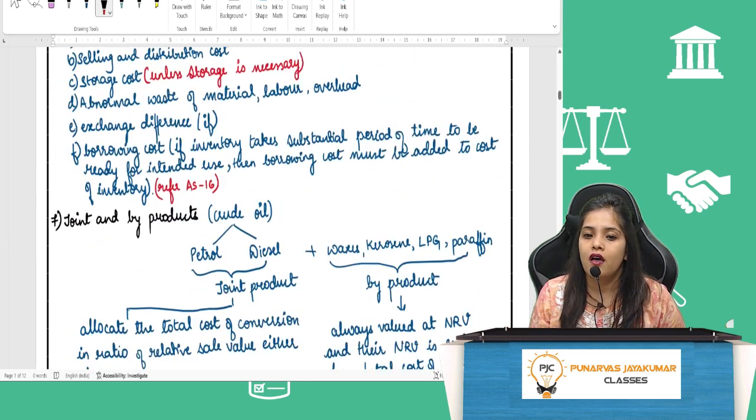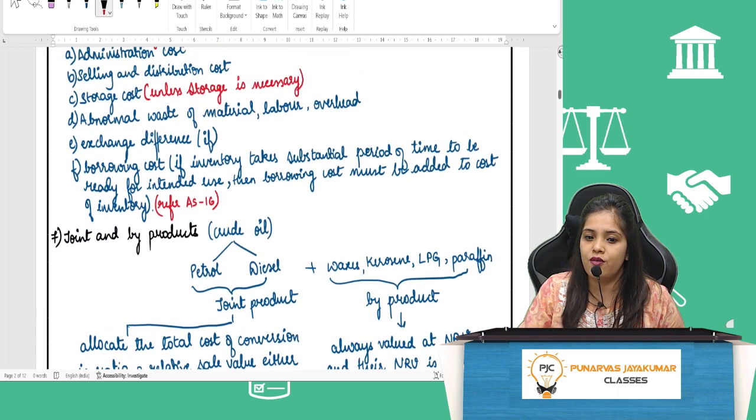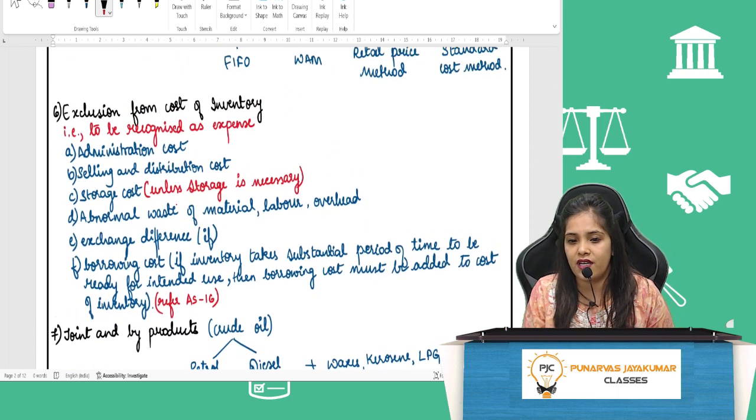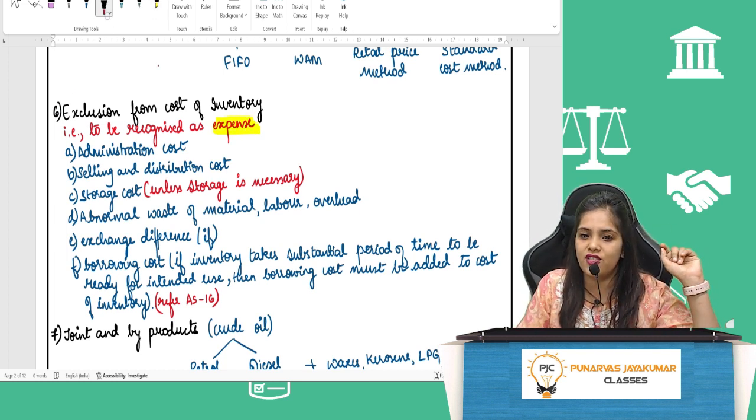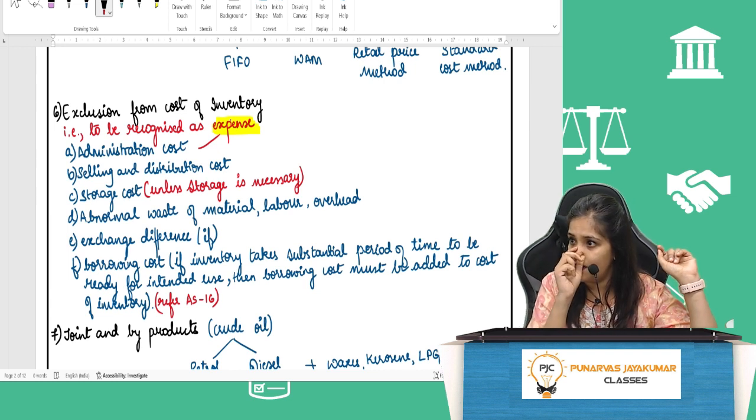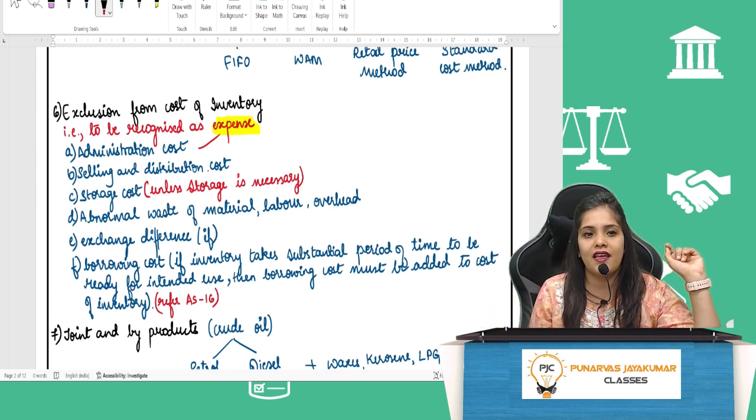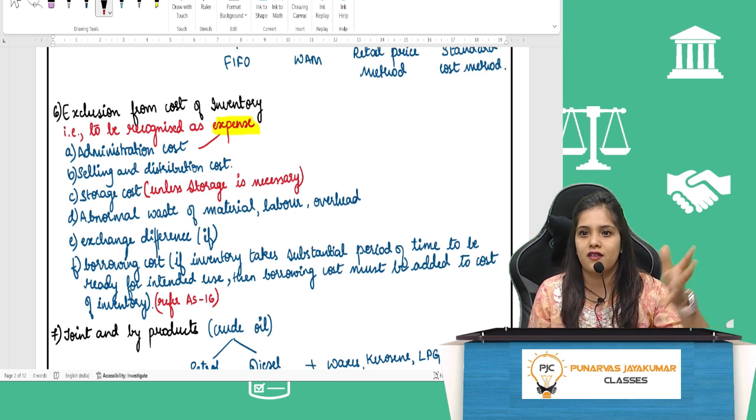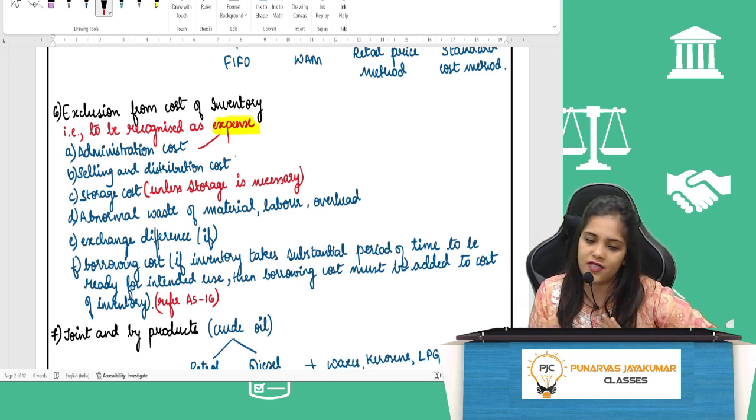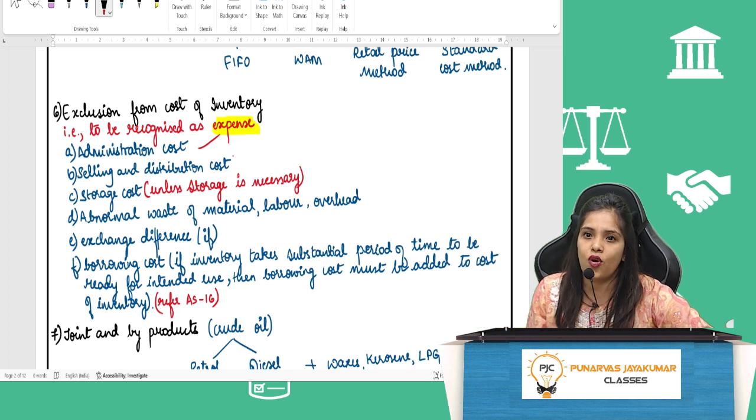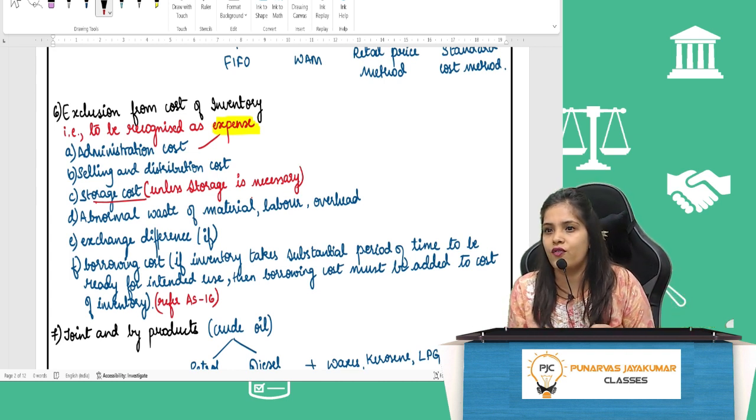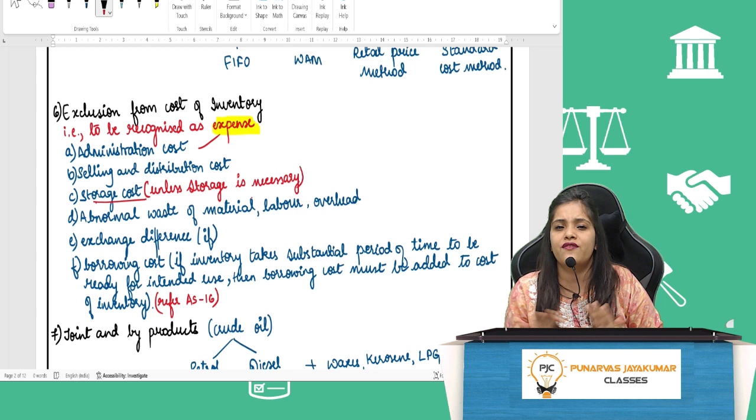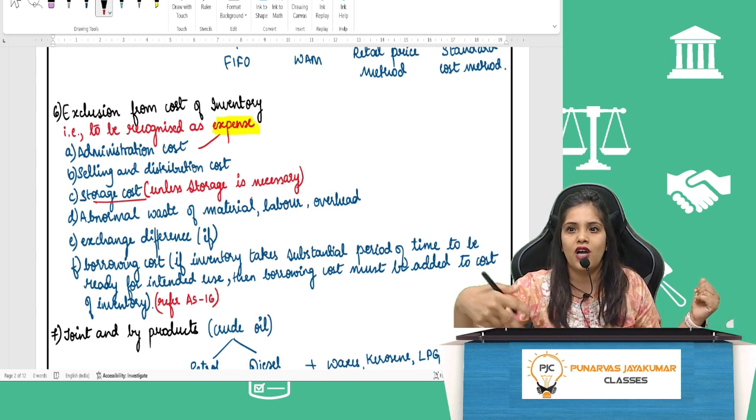Now, what are the costs that should be excluded from the cost of inventory? Very important. Matlab they should be recognized as an expense. One, administration cost. Administration cost matlab office expenses, selling and distribution cost, your sales commission, advertisement expense, they should not be added to the cost of inventory. It should always be charged to P&L. Storage cost, unless storage is necessary. So if storage is necessary, then what you will do with it? Add to the cost of inventory. But if storage is not necessary, then you should charge it to P&L.